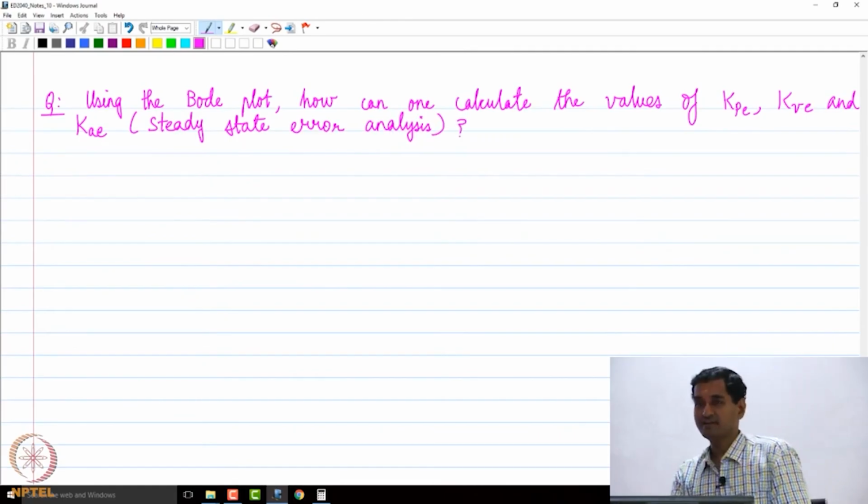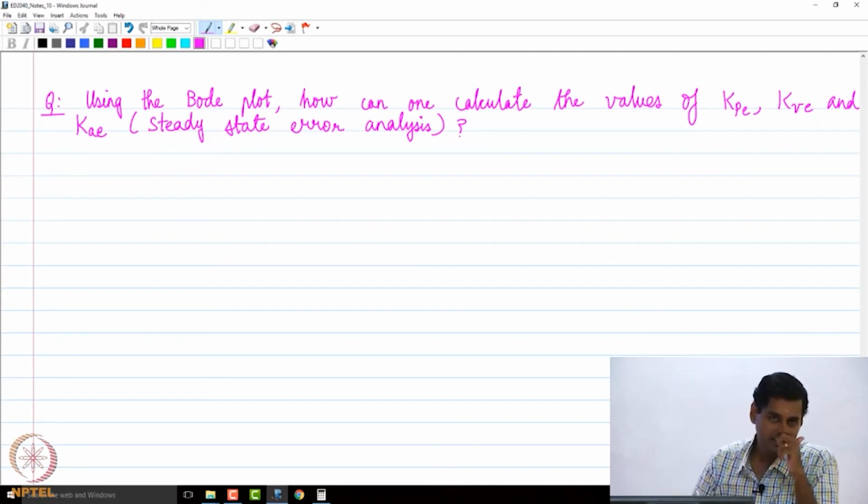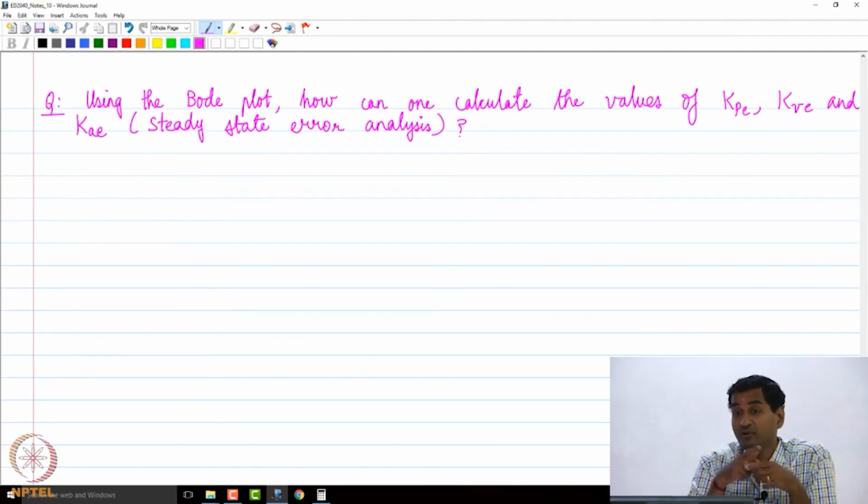So the question I am going to leave you with is, how do we calculate these constants when we have the Bode plot? Let us say I give you the Bode plot. Can you use the Bode plot to graphically figure out these constants? And what is the advantage of this? Because using the Bode plot, you can tell me what is going to be the steady state error when you have certain types of inputs, right. That is something which I want you to figure out, okay. I am just going to stop here, okay.